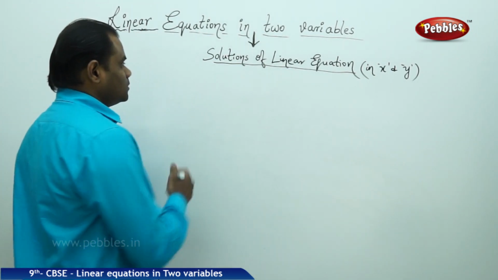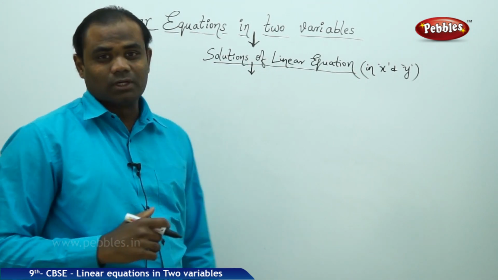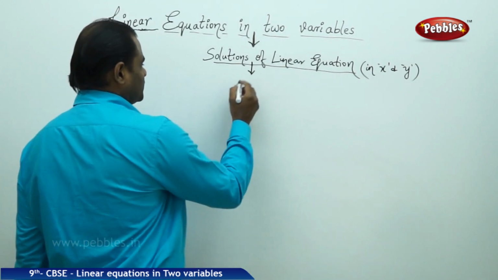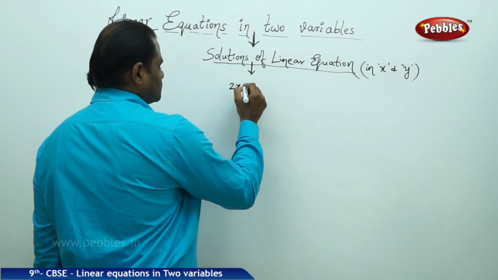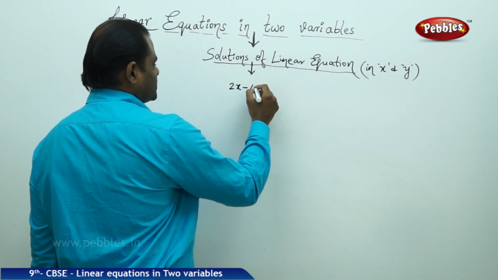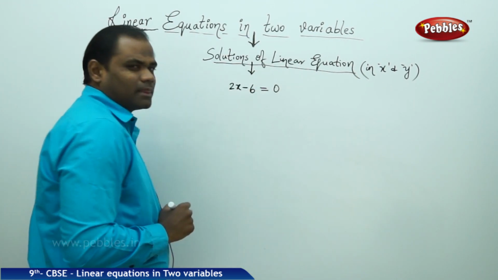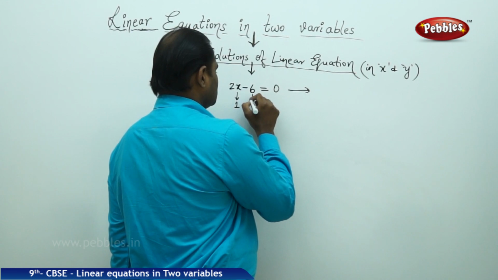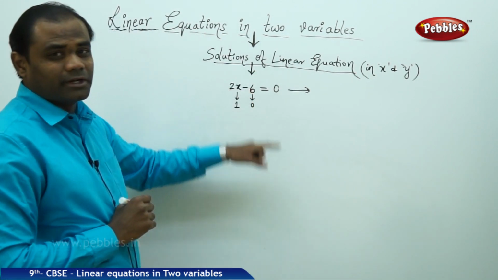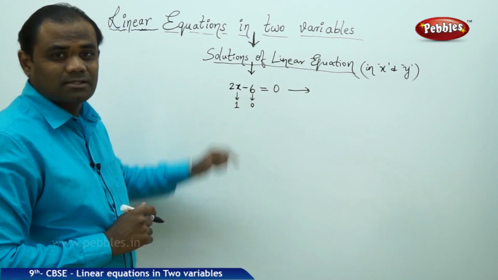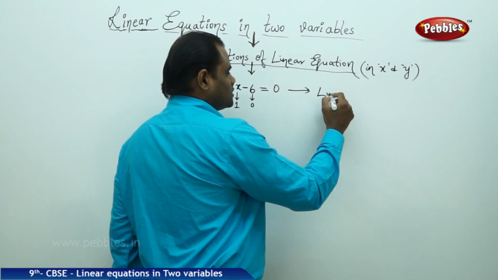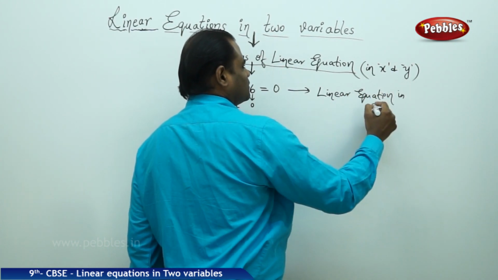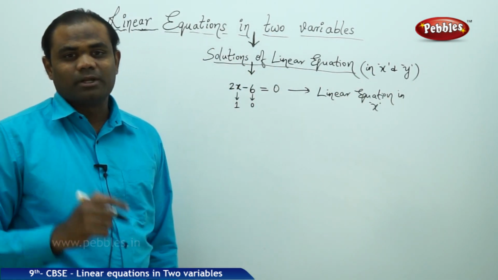Before we come to a stronger understanding of the concept, let's investigate through various example problems. For example, I take 2x minus 6 equal to 0. I clearly see this to be degree 1 and degree 0. Therefore, this is a linear equation, but the number of variables is one. So this is an example of a linear equation in one variable x.